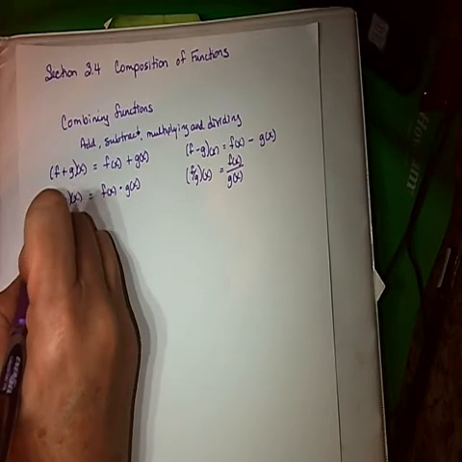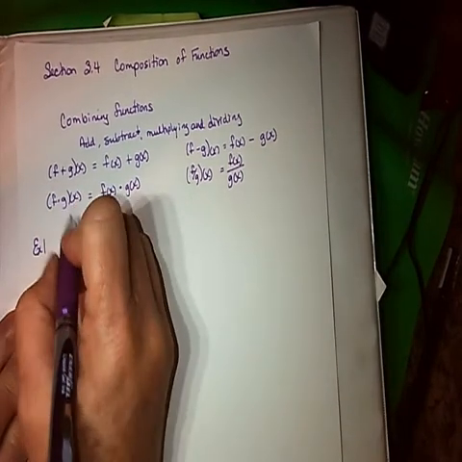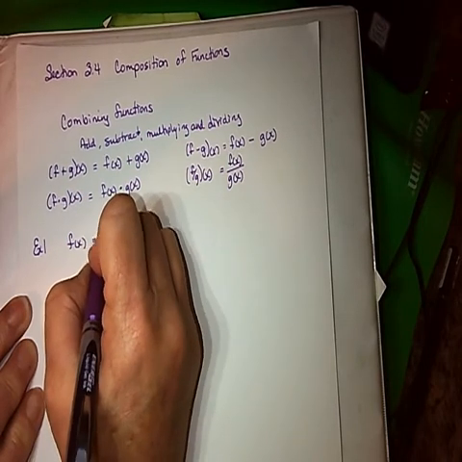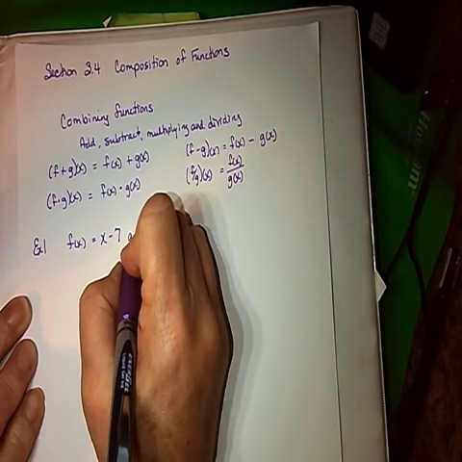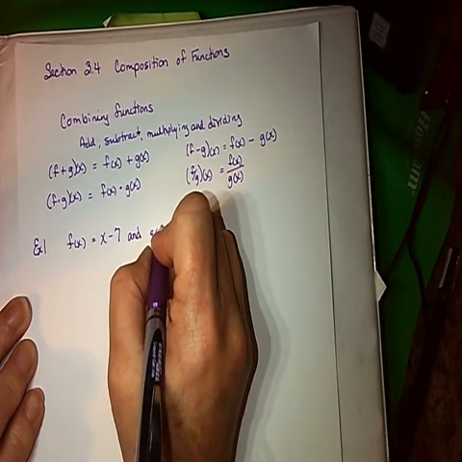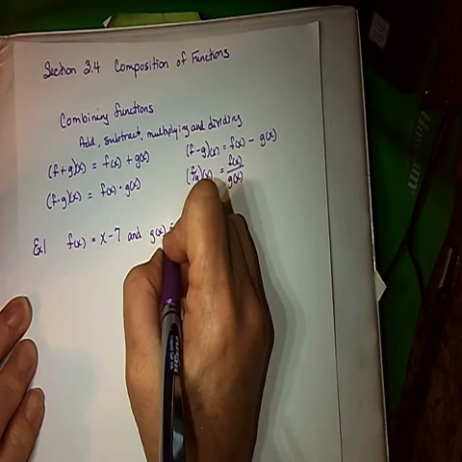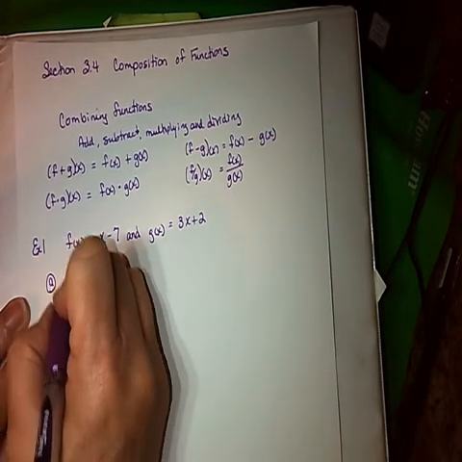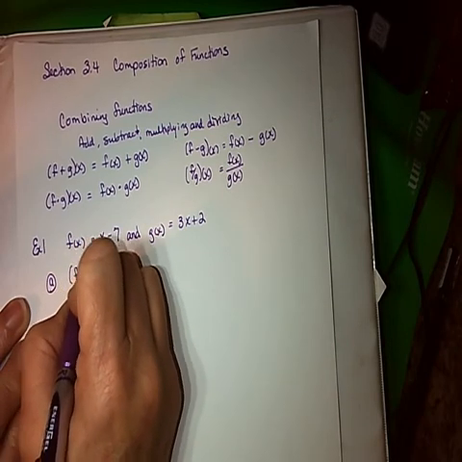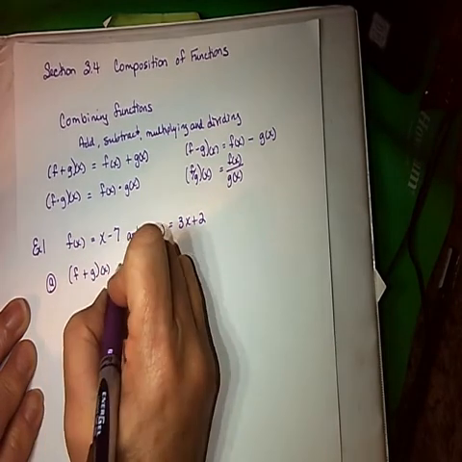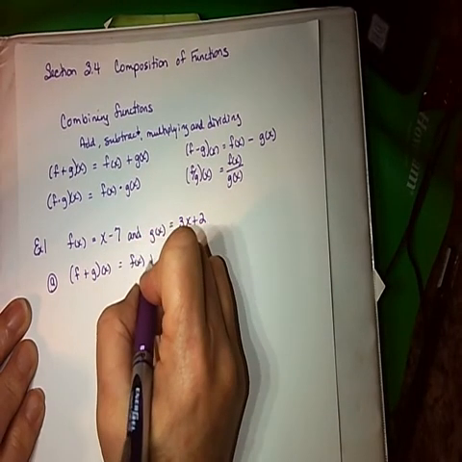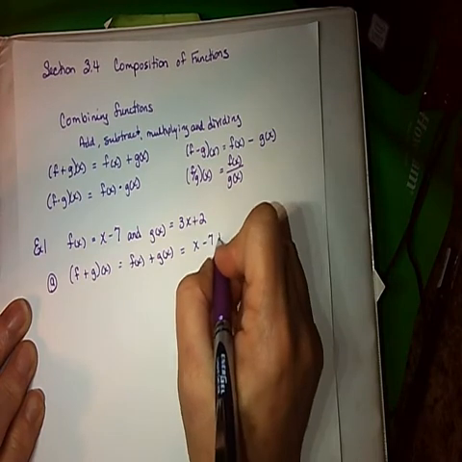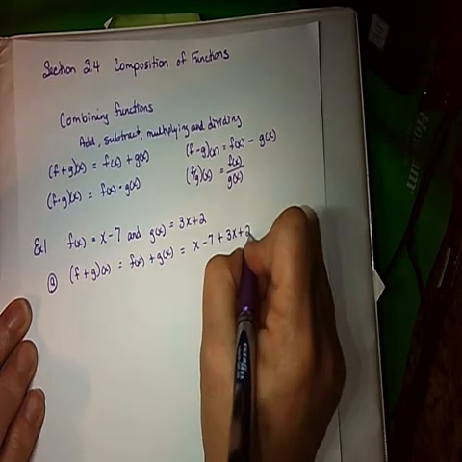Okay, so let's look at example 1, and this is for functions. So we have f of x equals x minus 7, and g of x equals 3x plus 2. If I want to add my functions, f plus g of x, then I'm going to take my f function and add it to my g function. Just as simple as saying x minus 7 plus 3x plus 2.